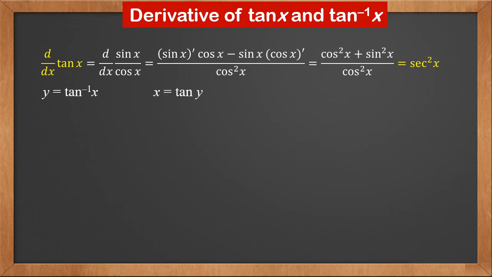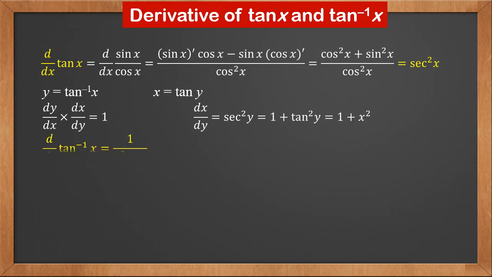Now let's find the derivative of inverse tangent x. When y is inverse tangent x, x is tangent y. dy over dx times dx over dy is 1. X is tangent y. So dx over dy is secant squared y, which is 1 plus tan squared y. It is 1 plus x squared. Therefore, the derivative of inverse tangent x is 1 over x squared plus 1.